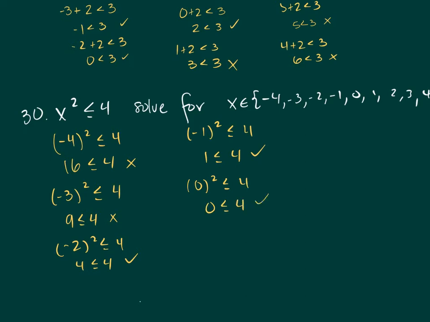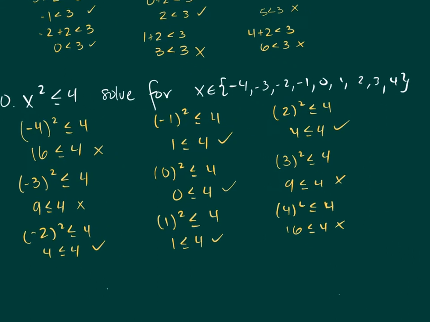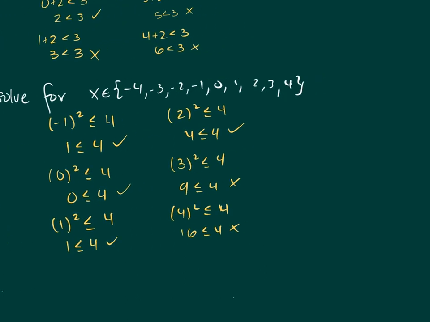That is true. 1 squared less than or equal to 4. 1 less than or equal to 4. True. 2 squared less than or equal to 4. 4 is equal to 4. That's true. 3 squared less than or equal to 4 is 9 less than or equal to 4. That's not true. And 4 squared less than or equal to 4, 16 less than or equal to 4. Not true. So our answer is from negative 2 to 2.